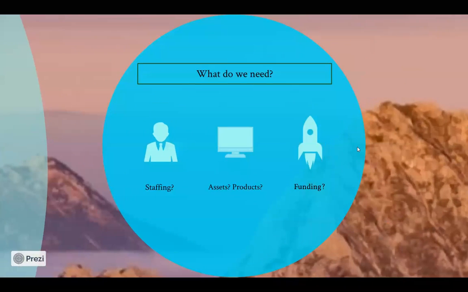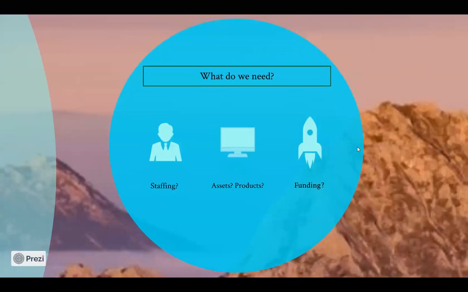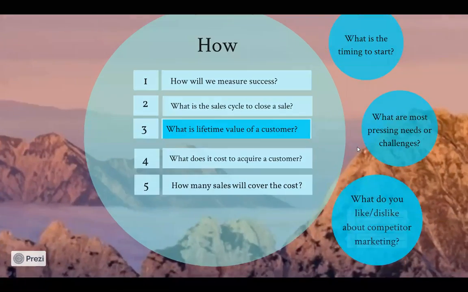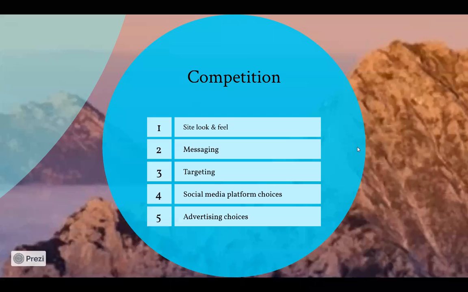Next, we look at things that you need. In other words, do you need other products and services before you launch? Do you need other marketing assets before you launch? Do you need other staffing, funding, outsourcing? What are these considerations that you need to make as you're going on your merry way here?